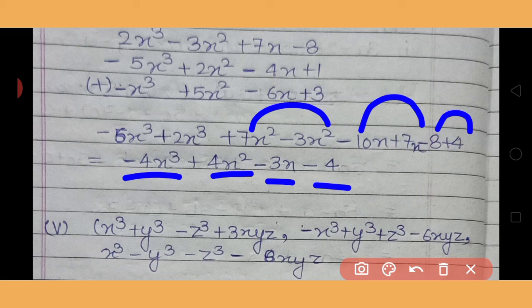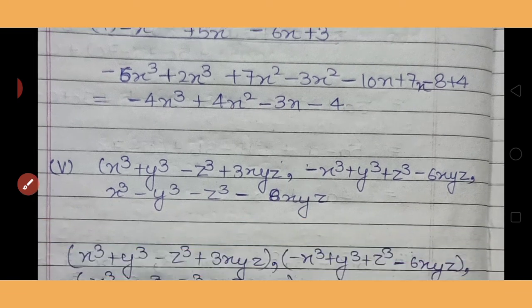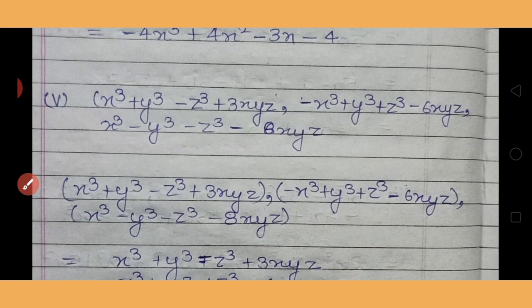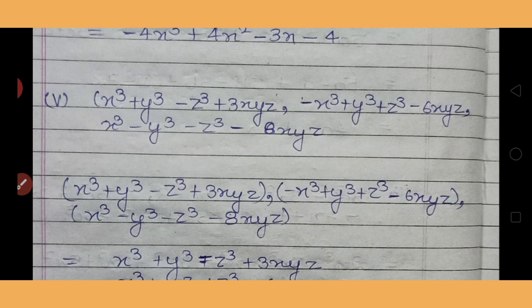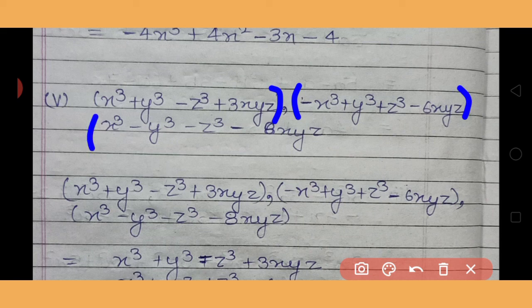By any method you can solve this question, by horizontal or vertical method. Next question of the same type is given: x cube plus y cube minus z cube plus 3xyz. This is the first expression. Second expression, minus x cube plus y cube plus z cube minus 6xyz. And the third expression is given, x cube minus y cube minus z cube minus 8xyz.